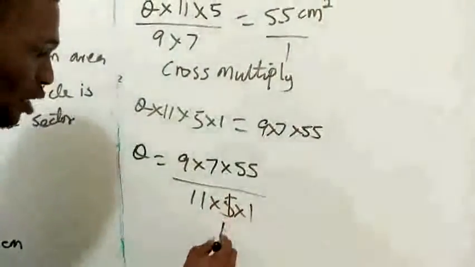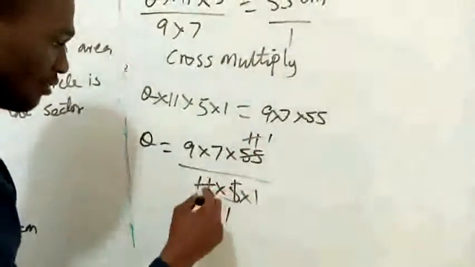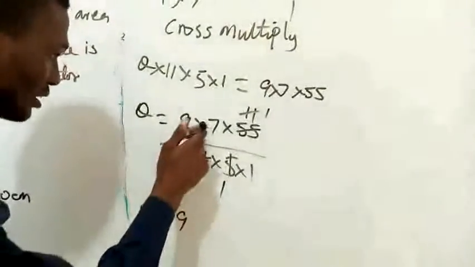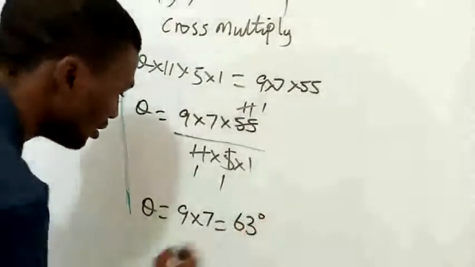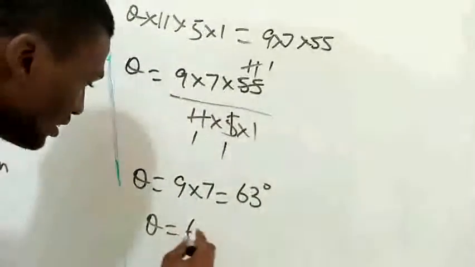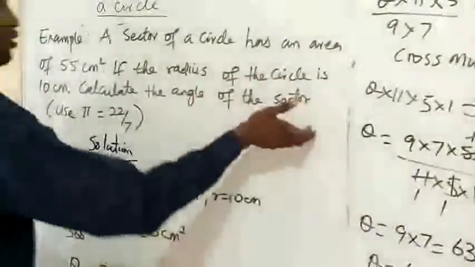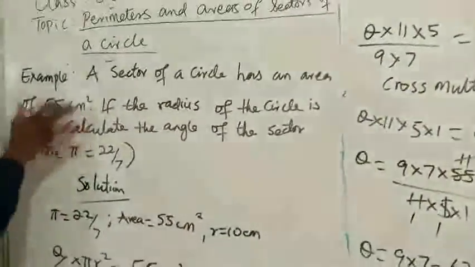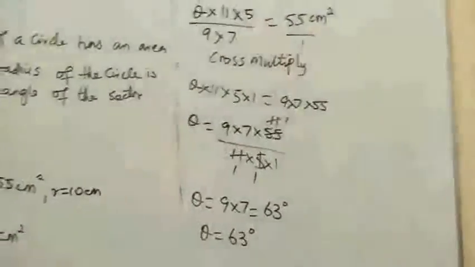5 into itself is 1, 5 into 55 is 11, and 11 into itself is 1. So we have theta as 9 times 7 equals 63 degrees. So our theta is 63 degrees. The angle of the sector of the circle of radius 10 cm and area 55 cm squared is 63 degrees.